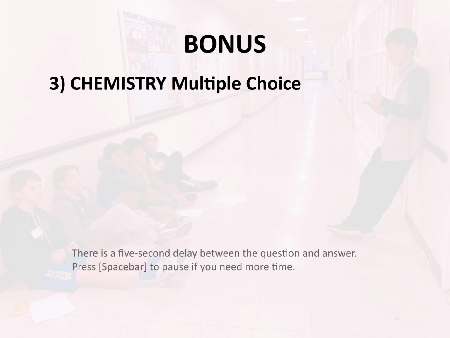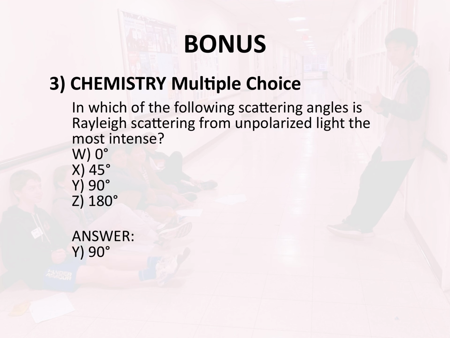Bonus 3. Chemistry. Multiple choice. In which of the following scattering angles is Rayleigh scattering from unpolarized light the most intense? W. 0 degree. X. 45 degree. Y. 90 degree. Z. 180 degree. Answer. Y. 90 degree.